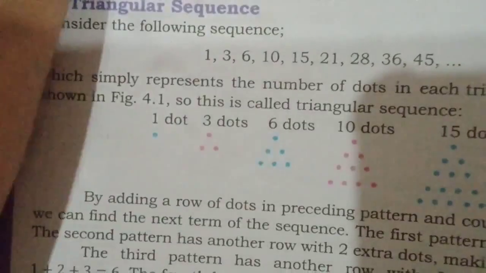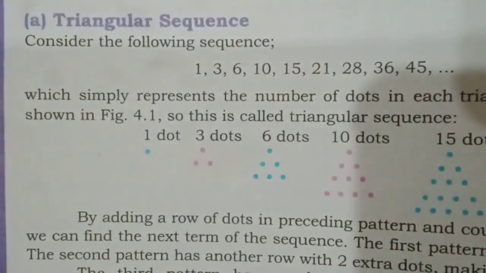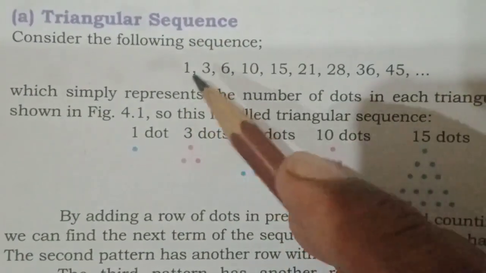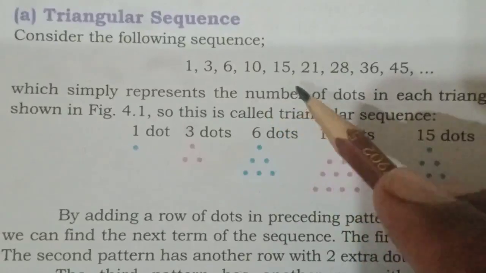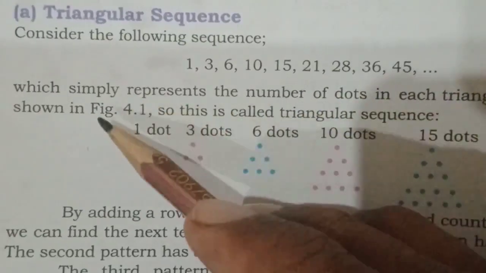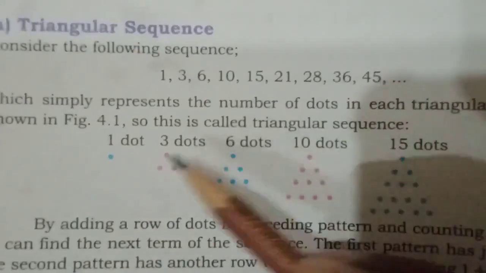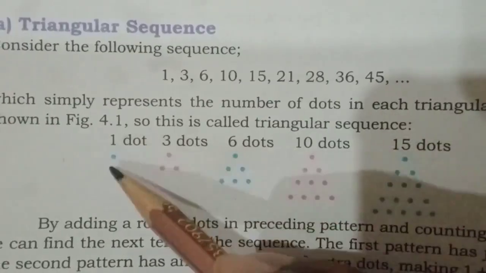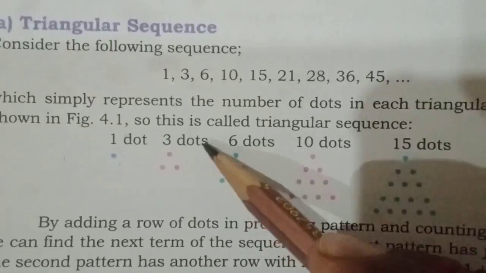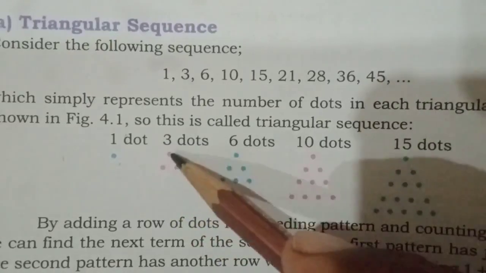A triangular sequence means consider the following sequence. Now you can see that there is a sequence 1, 3, 6, 10, 15, 21, which simply represents the number of dots in each. If there is 1, there will be 1 dot, and there will be 3 dots. You can write it in the form of a triangle.